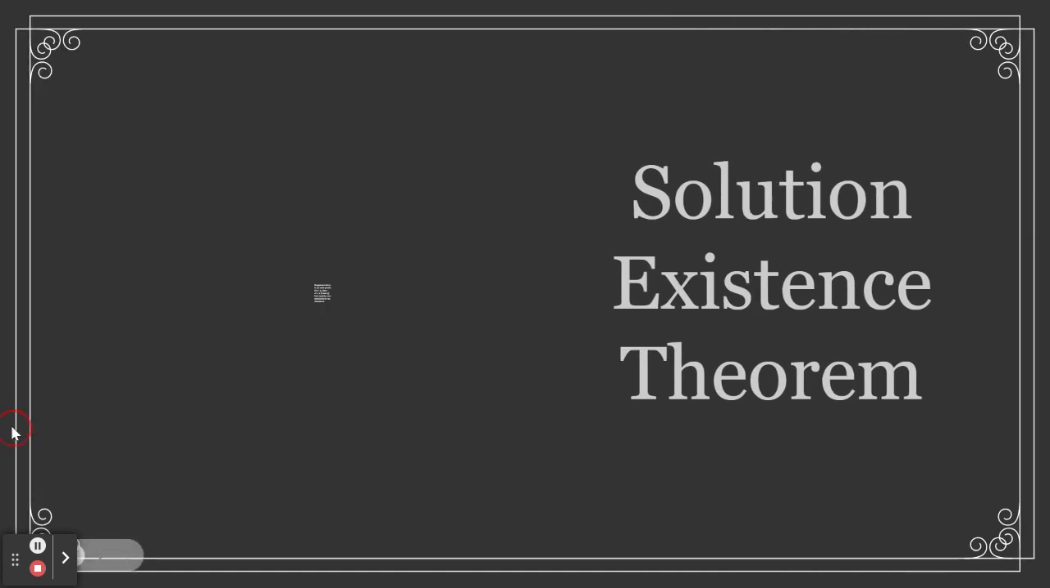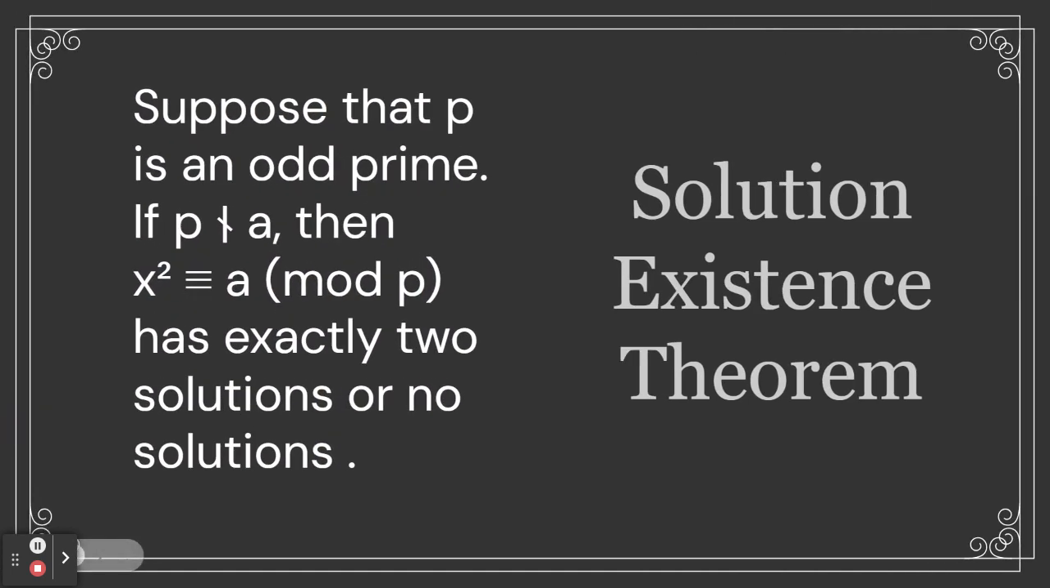So here's our theorem. We want to suppose that P is an odd prime, and if P does not divide A, then our congruent statement has exactly two solutions or no solutions. So then again, hear that again, we have exactly two solutions or no solutions.